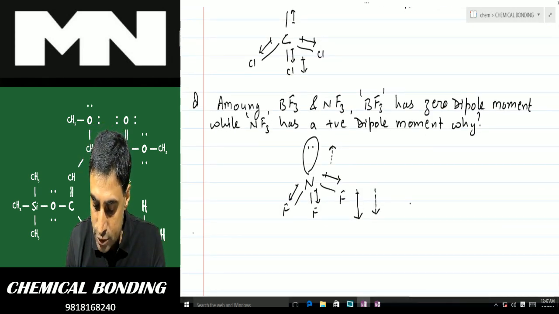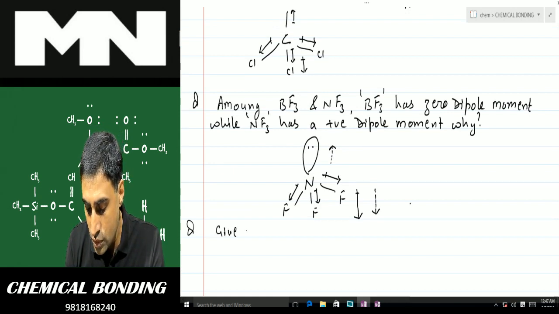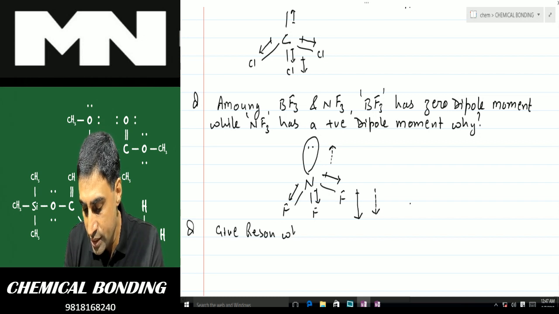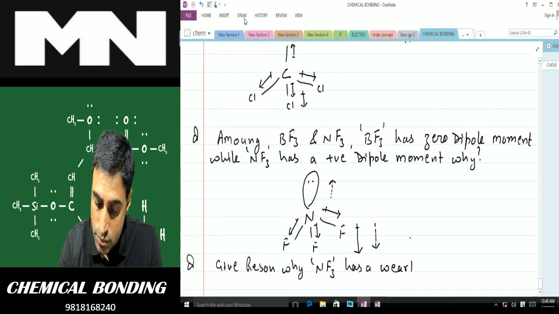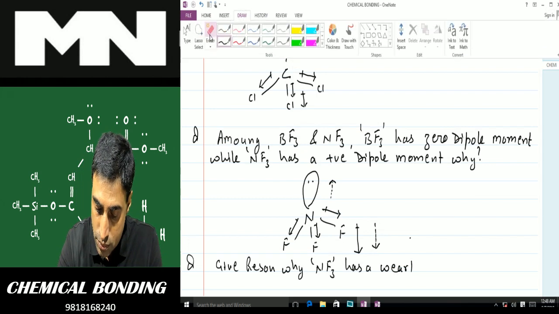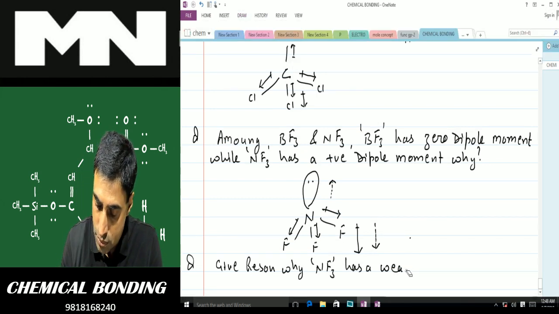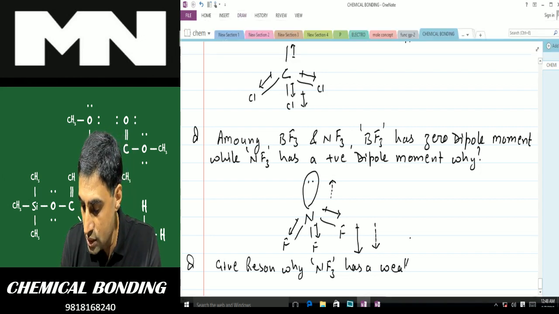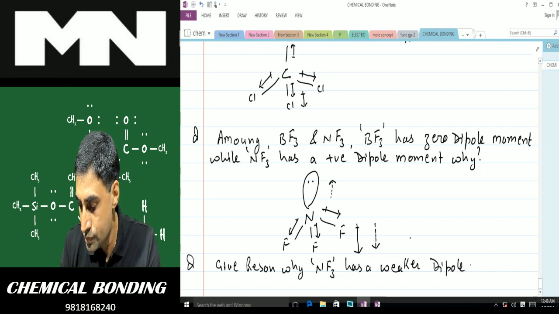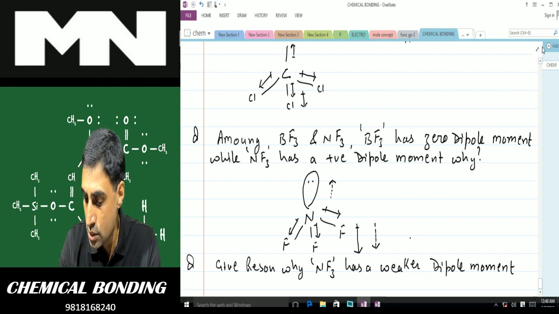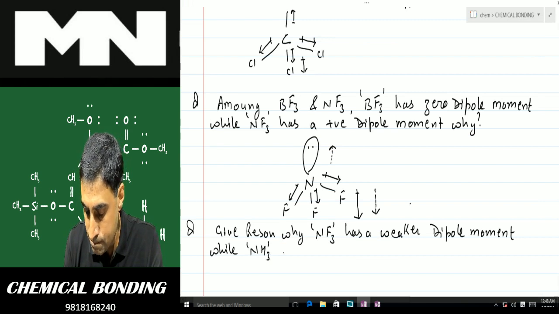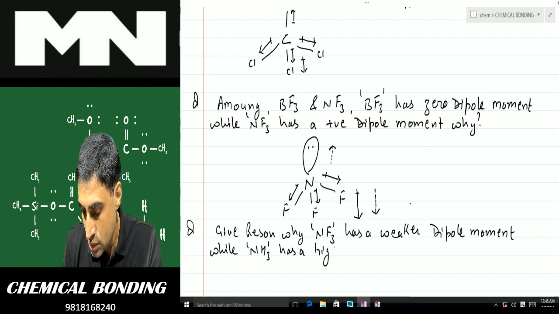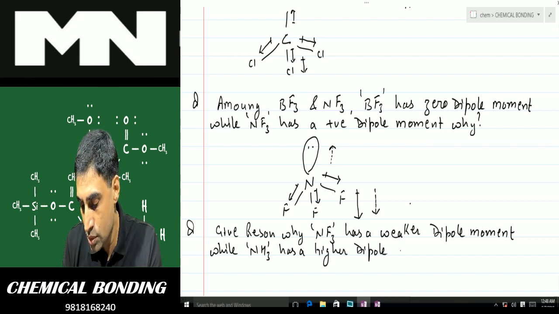The next question of your textbook is, give reason why NF3 has a weaker dipole moment while NH3 has a higher dipole moment.